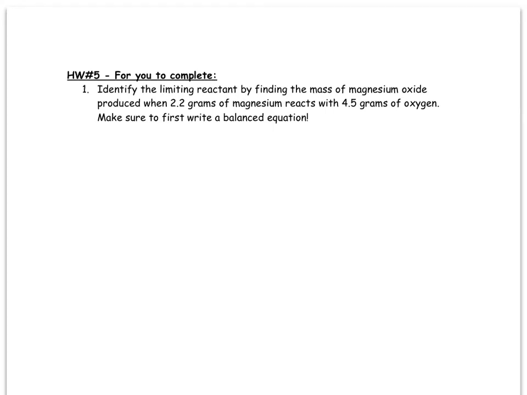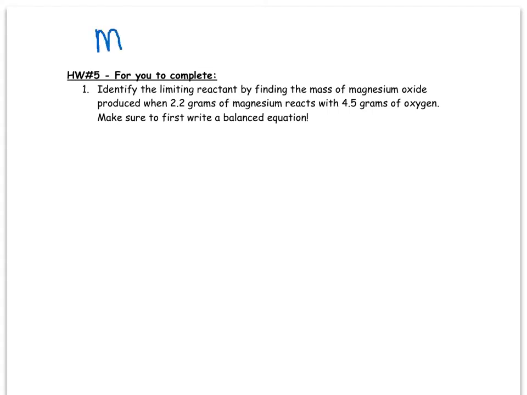Right now I'm going to explain how to do a limiting reaction problem. The first thing you need to do is figure out the balanced equation. So in this problem it says identify the limiting reactant by finding the mass of magnesium oxide produced when 2.2 grams of magnesium react with 4.5 grams of oxygen.